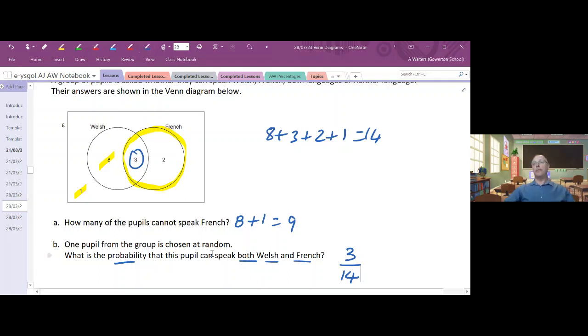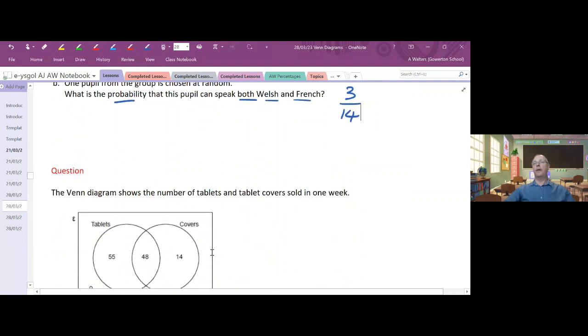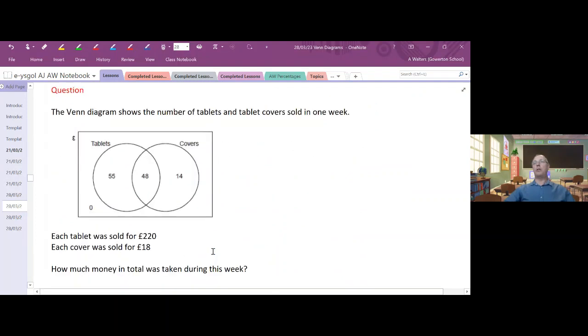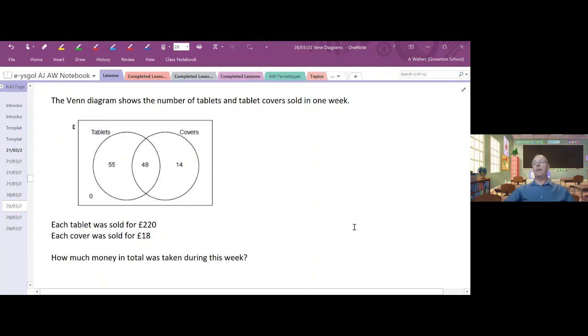On to another question. Okay, this is a problem-solving question. There's 2 ways of looking at this question. I'm going to ask you to pause the screen in a moment, but I'll give you a little clue as to what I'm going to do. I'm going to look at the number of pupils who pay for tablets and the number of people who pay for covers, and I'm going to keep them separate, and then I'm going to get a total.